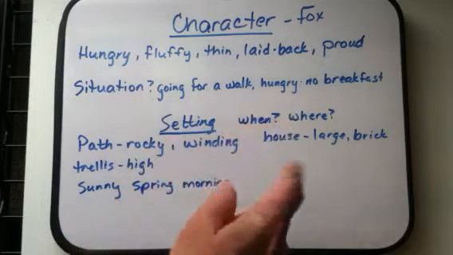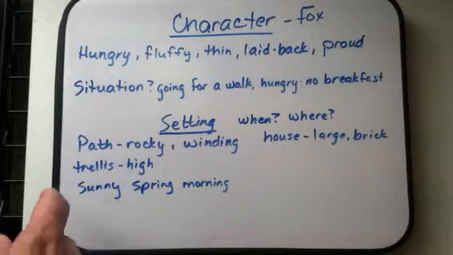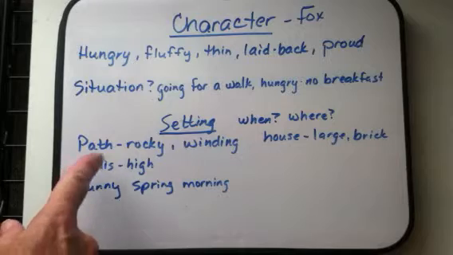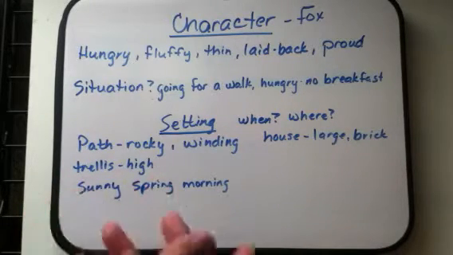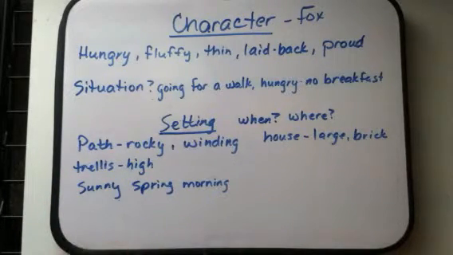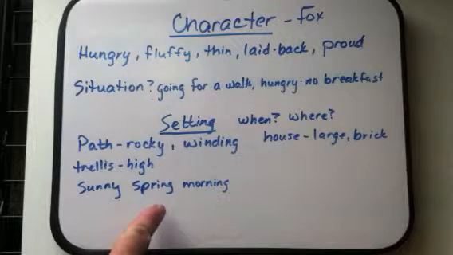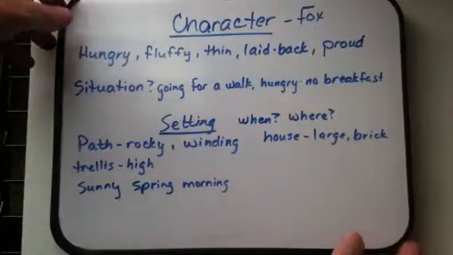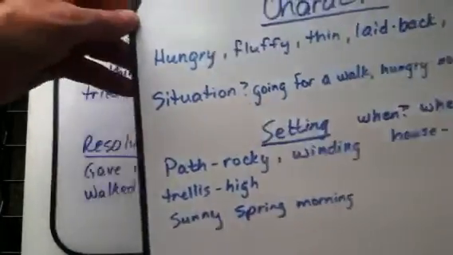Okay, and the setting, when and where did this happen? We could say he was going for a walk on a path. Maybe the path was rocky. Maybe it was winding. And off in the distance he saw a house that had the trellis, which was a high trellis where the grapes were growing. Or you could possibly even say maybe it was a fence that had the trellis. Okay, and when did it happen? We could say it happened on a sunny spring morning. You can make up anything else. It might have been a different time of day or a different season.